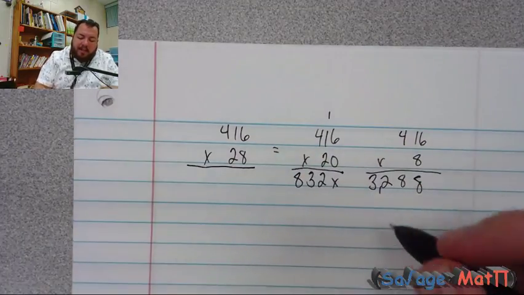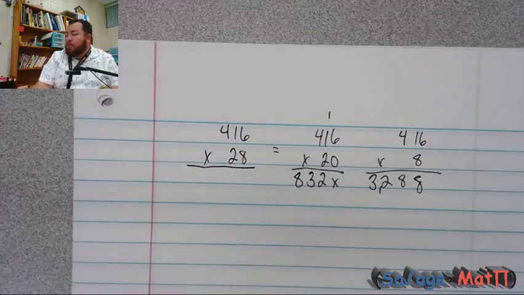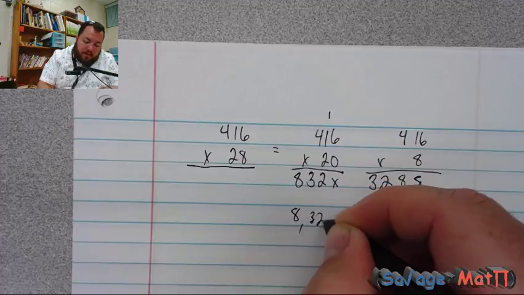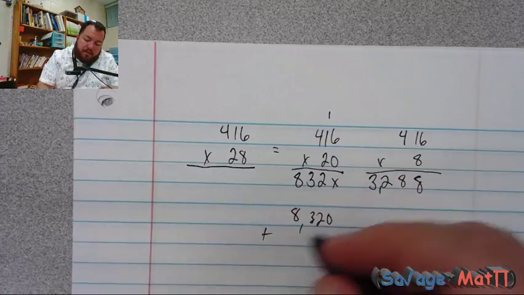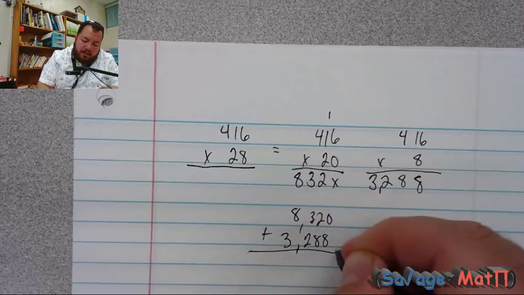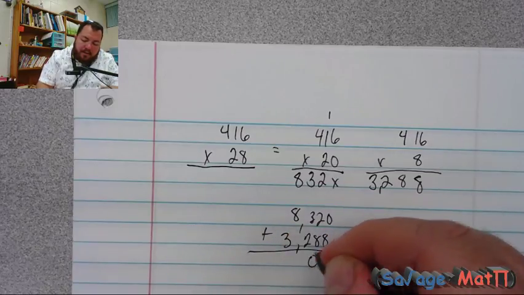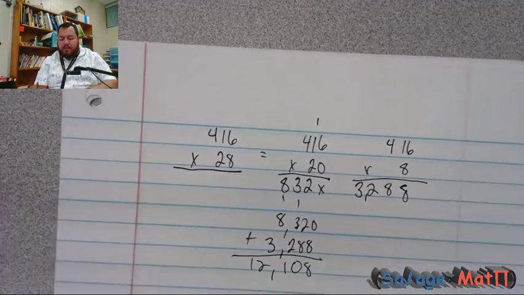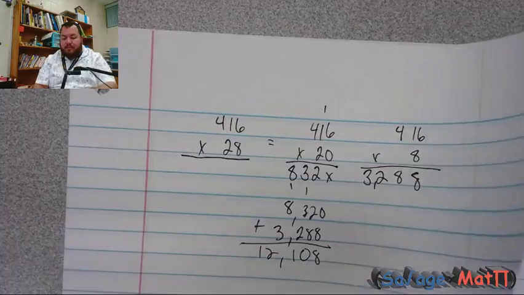And then we would add that together because those are, once again, our two partial products. And then we would do 8,320 plus 3,288. You had 8, 0, makes you 11, and then it would give you the 12. 12,108. So let's see if I did that right. I think I did something wrong, guys.